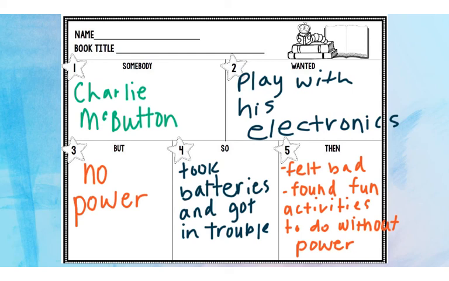If I was writing a paragraph with this summary, I would say, the story is about Charlie McButton. He wanted to play with his electronics, but there was a storm and no power to do so. He found that there were batteries with his sister's doll, and he took them and got in trouble. Afterwards, he felt terrible for upsetting his sister, and then he found out that there were a lot of fun activities that he could do without power.